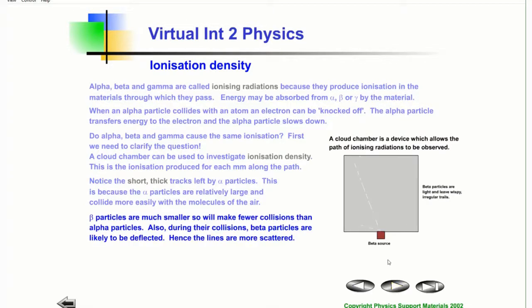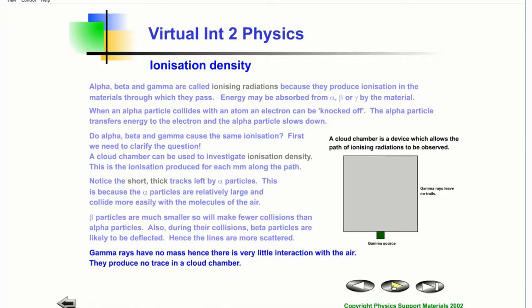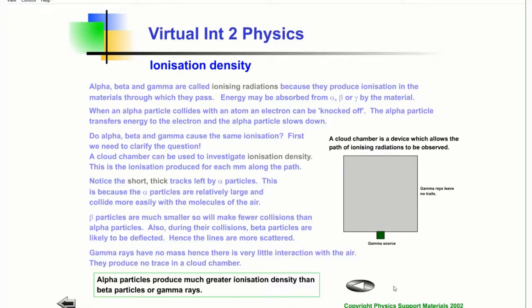When we replace that with a beta source, the particles are smaller and make fewer collisions than the alpha particles. During their collisions, beta particles are likely to be deflected, hence the lines are more scattered. Gamma rays have no mass, hence there's very little interaction with the air. They produce very few traces in a cloud chamber. Alpha particles produce greater ionization density than beta or gamma.